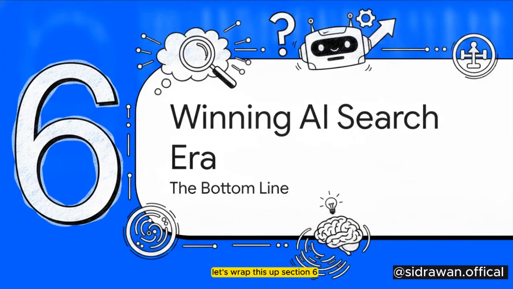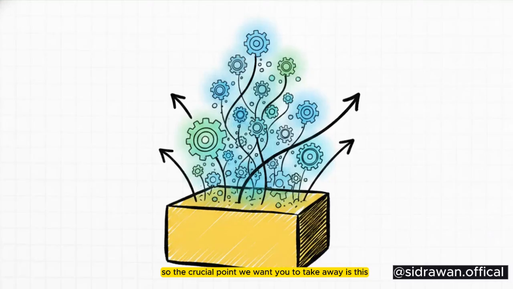Let's wrap this up. Section 6. Winning the AI search era. The bottom line. So the crucial point we want you to take away is this. We are not abandoning traditional SEO. High quality, fast-loading, authoritative content is absolutely still required. SEO is the foundation, but GEO is the future. To win, you take that foundation and you tighten it. You enforce strict entity consistency across the entire web, and you implement structured schema markup so that AI models can easily ingest and, more importantly, trust your information.